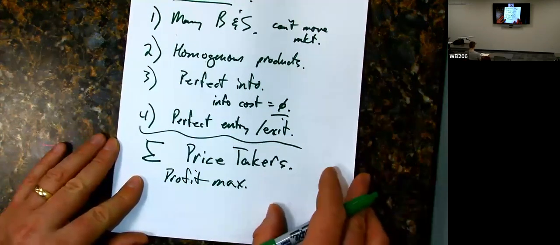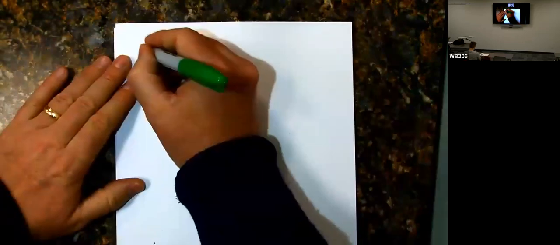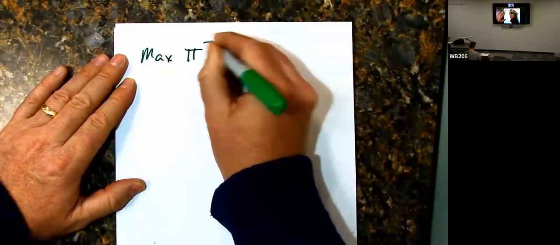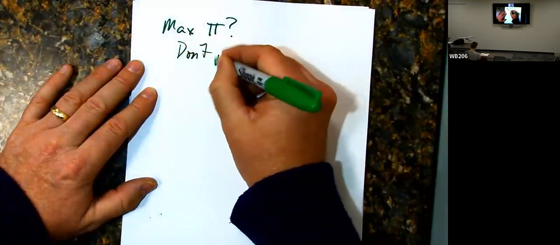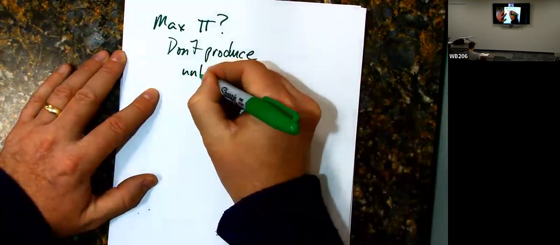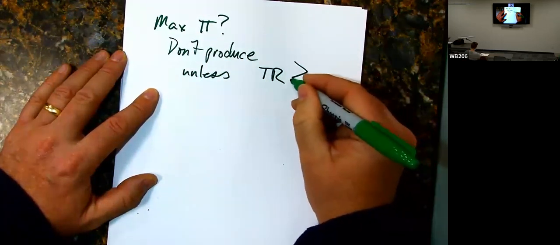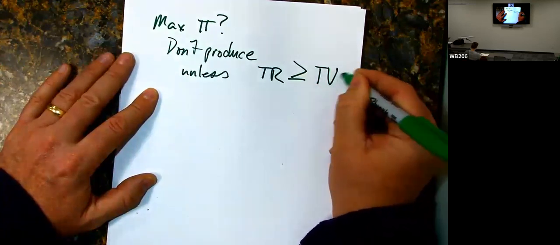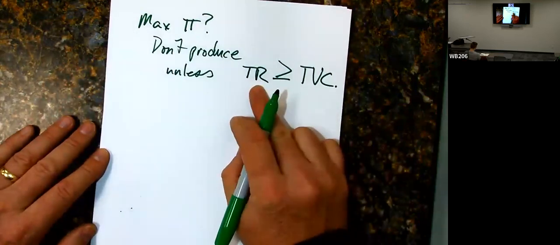How do you maximize your profits? Well, we want to show this for the atomistic firm and in the short run. To maximize profits, there are two rules. A firm will not produce anything unless total revenue is greater than or equal to total variable costs. If you can't cover your total variable costs with your revenues, you might as well shut down.